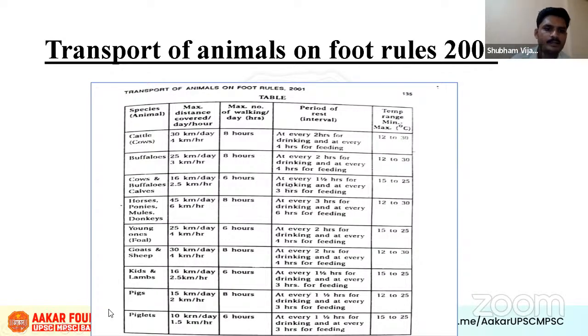Pigs here, the second last, along with piglets, kids, lambs, and young ones, as you can read later on. So pigs: they should cover a maximum of 15 kilometers per day at 2 kilometers per hour. Maximum walking hours in a day should be 8 hours, with rest after 1.5 hours. The temperature range should be 12 to 25 degrees Celsius. Provided that during every rest period, a sufficient amount of drinking water and feed must be there.